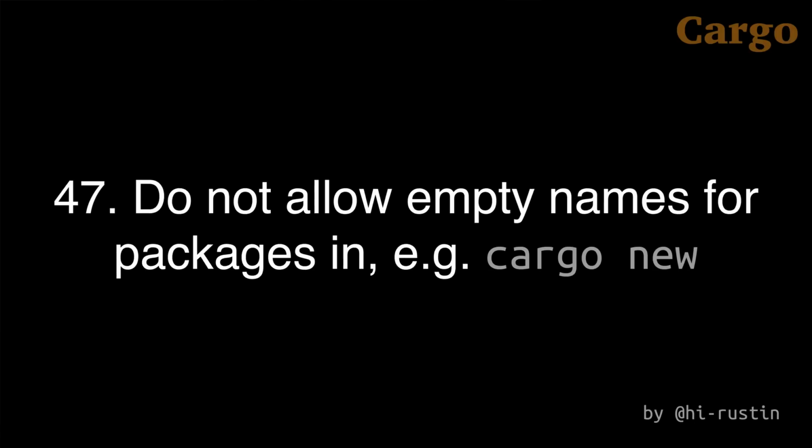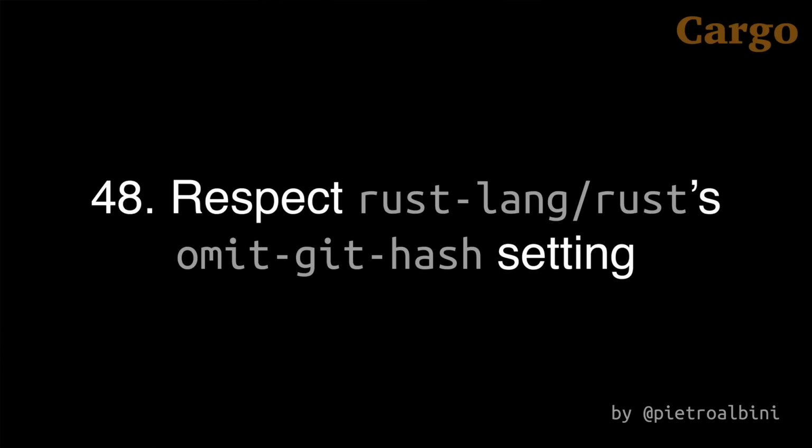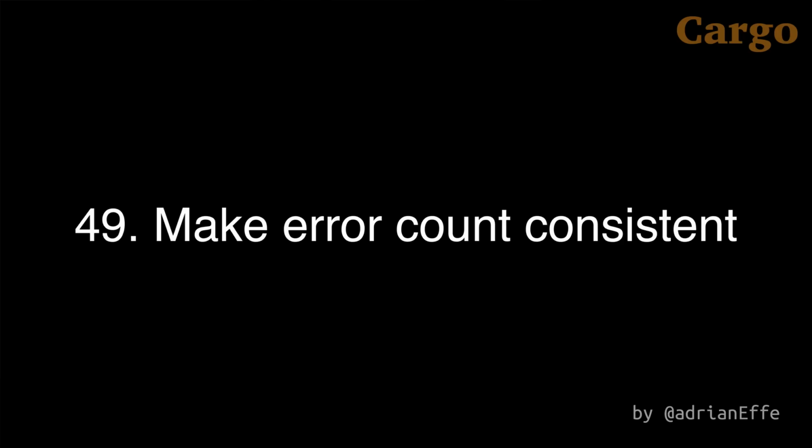Number 47. Cargo wasn't checking to see if the name supplied to it was blank in some cases. Commands like cargo new have difficulty with blank input, so this is now checked and a helpful error returned. Number 48. There's a setting in the Rust-lang Rust repository that disables embedding Git hashes into binaries that some tools were honoring, but Cargo was not. But now it does.